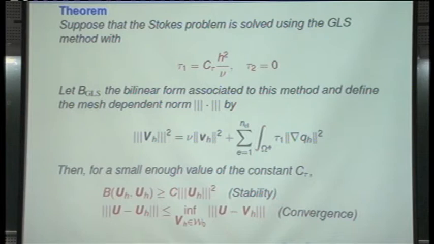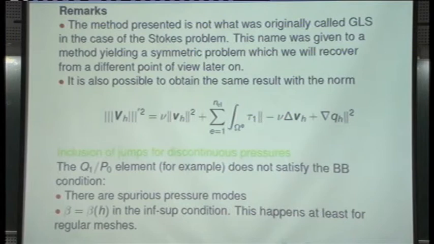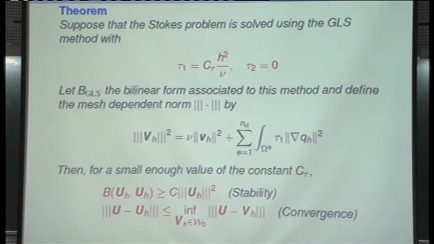Okay, so we are done. We have stability and we have convergence in a norm that provides us information both on the velocity and on the pressure. In fact, it's even more than that. We can move from that norm to the L2 norm of the pressure. Okay, but I'll mention that later.